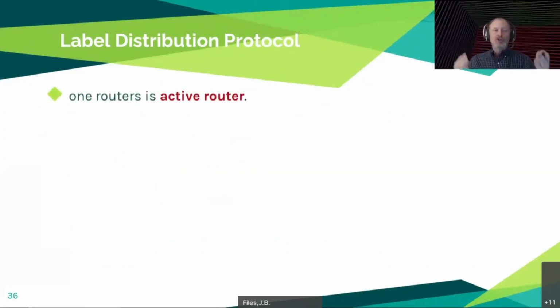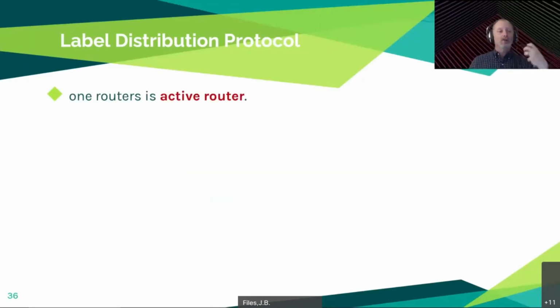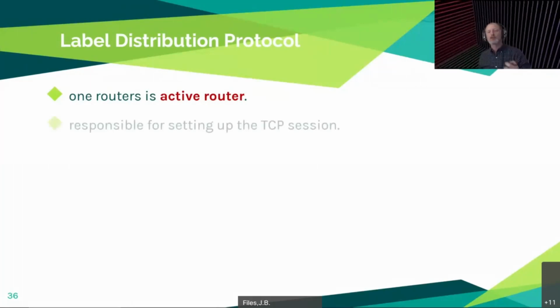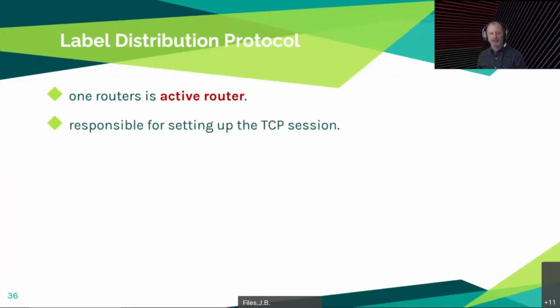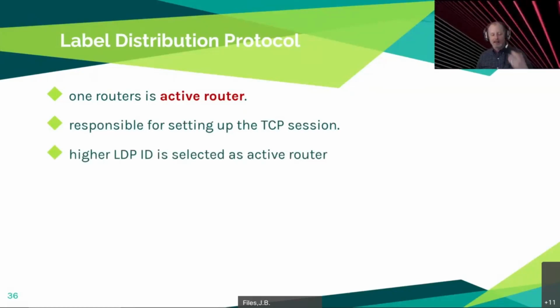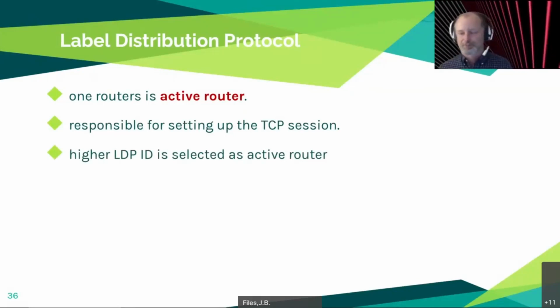During this TCP process, one router is the active router, and it's the one that is responsible for setting up the TCP session. The higher the LDP ID, that's the one that's going to be the active router.